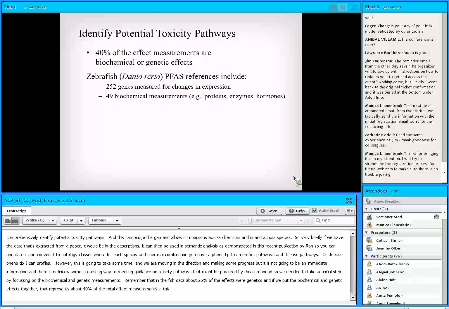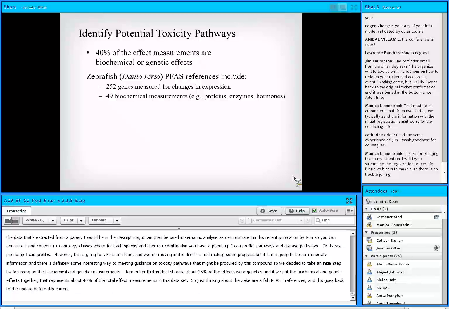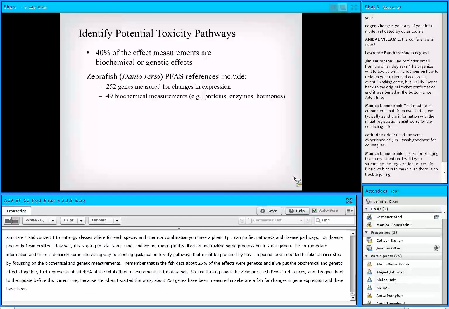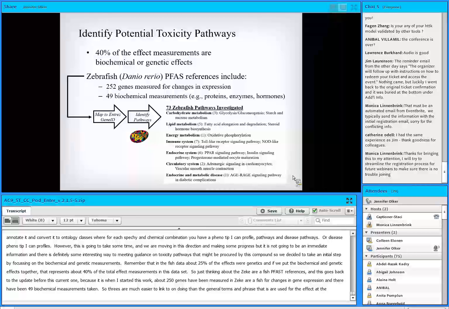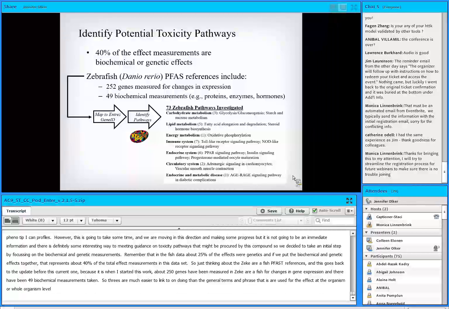So just thinking about the zebrafish PFAS references, and this goes back actually to the update before our current one, because it's when I started this work, about 250 genes have been measured in zebrafish for changes in gene expression, and there have been 49 biochemical measurements taken. And so these are much easier to link to ontologies than the general terms and phrases that are used for effects at the organ or whole organism level, because we can take these and map them to standardized identifiers.